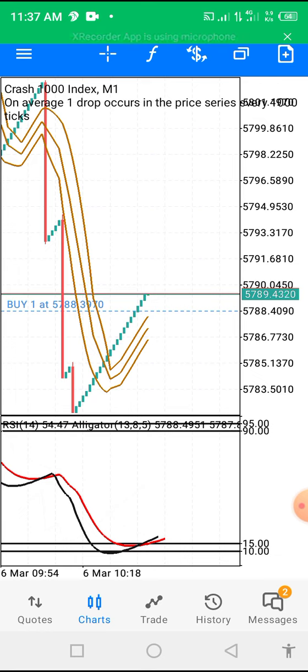Once you find these conditions in place, just open the position, pick 10 candlesticks, close the trade, and wait for another time for the conditions to be in place. You open your trade, pick 10 candlesticks, and you close the trade. You can do this as many times as you can.